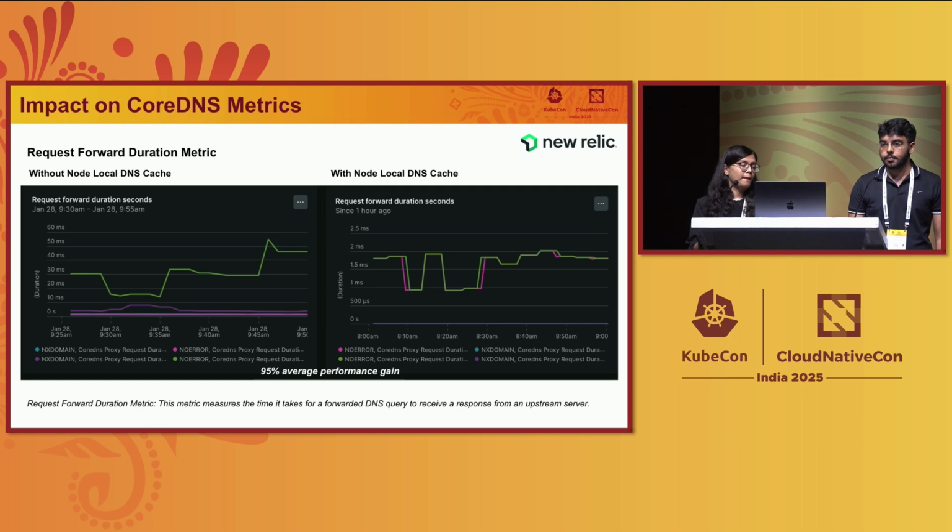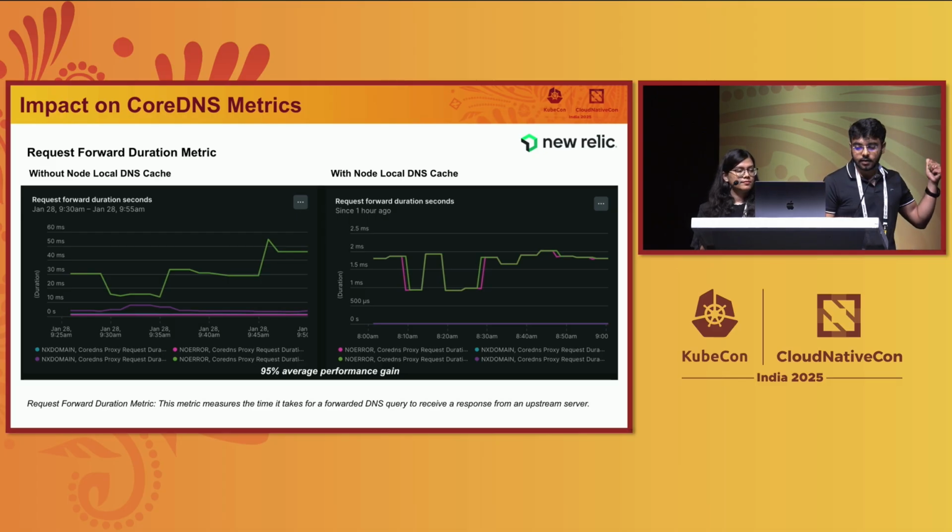Now let's look at the impact of Node Local DNS Cache on CoreDNS metrics. We have enabled monitoring for CoreDNS using New Relic and created these New Relic dashboards. We'll be looking at two important metrics here: request forward duration time and request response time. Let's first look at the request forward duration metric. This is the time taken for a forwarded DNS request to receive its response from an upstream server.